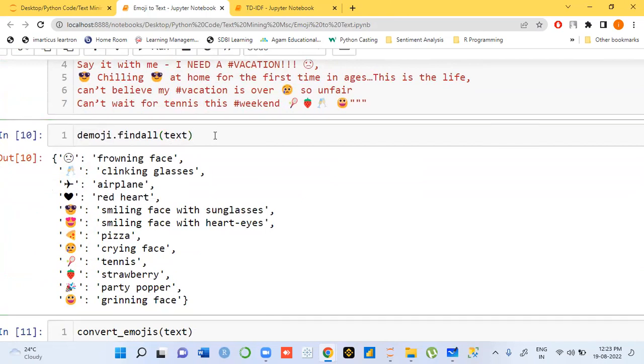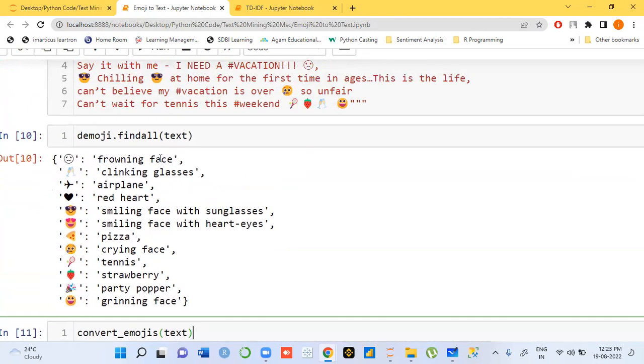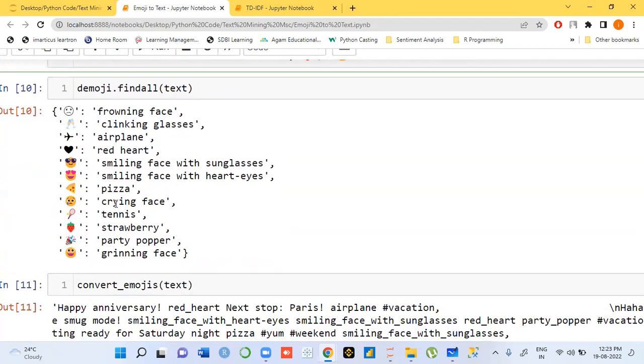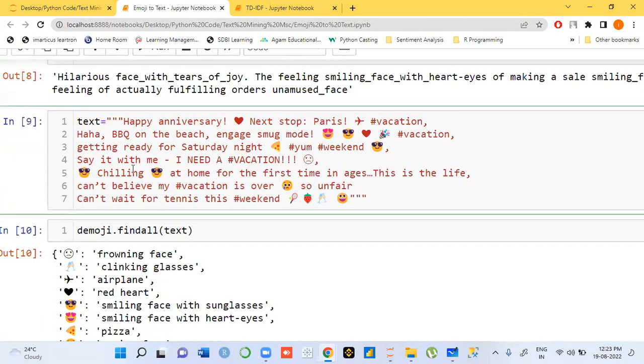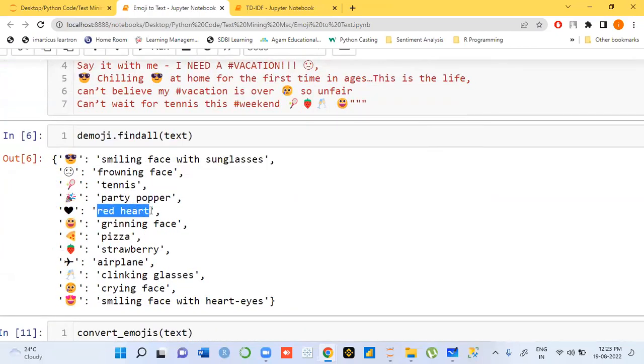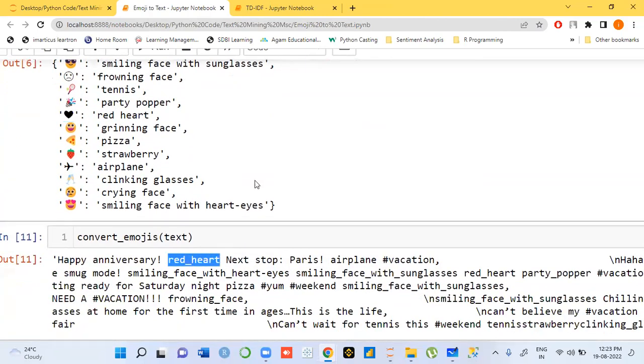Emoji is a file that has all the emotions and their descriptions. We apply our function on text. If you can see, we have happy anniversary in heart shape. Heart shape means here we have it anywhere. Let me run. Yes, please. Here we have red heart, so it gets replaced. Clear? So demoji is the file where we maintain, then we convert and we replace.